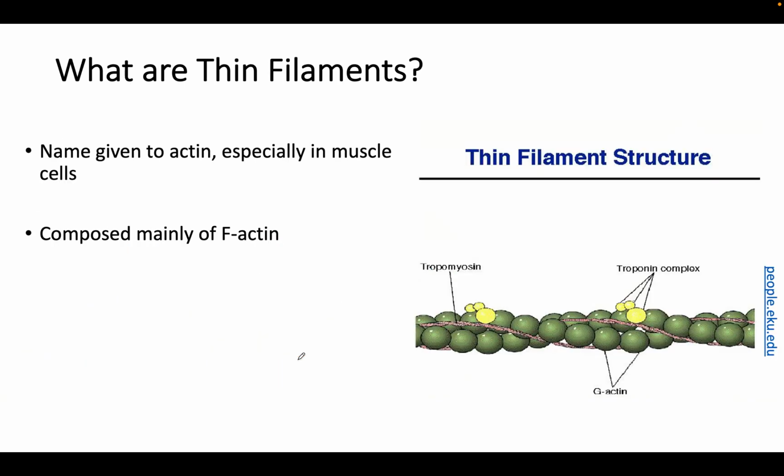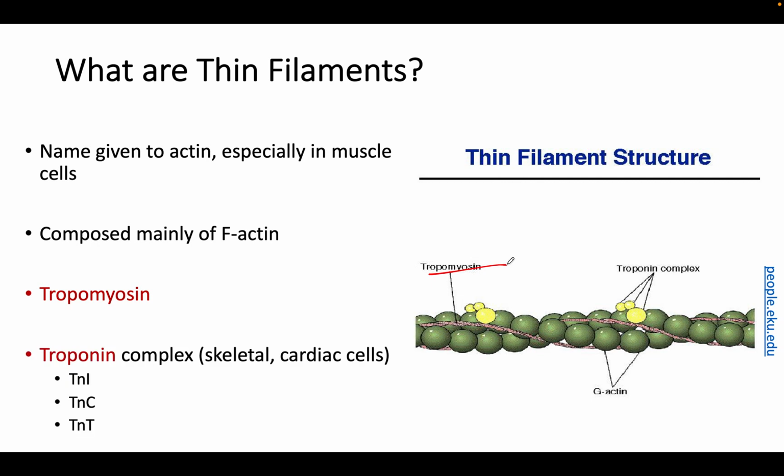Okay, so let's move on to talking about thin filaments. So this is another in our lineup of synonyms. Actin, microfilaments, thin filaments. Well, we tend to call them thin filaments, particularly when we're talking about muscle cells. Now, thin filaments are composed mainly of F-actin, but not only of F-actin. There are some other proteins, other actin-binding proteins. One of them is tropomyosin. So tropomyosin, notice it in a picture here. Tropomyosin is an actin-binding protein.